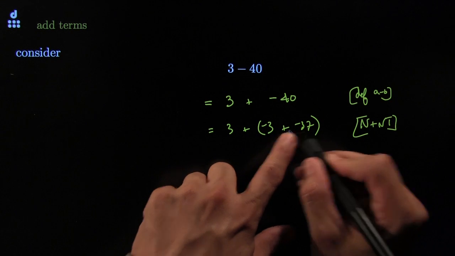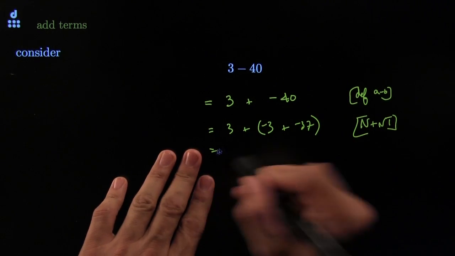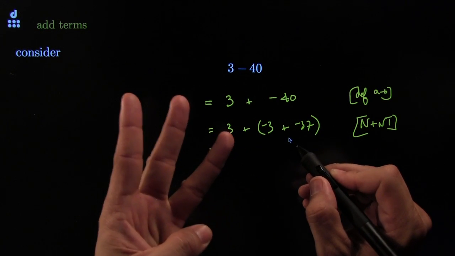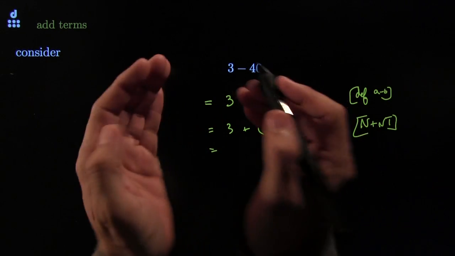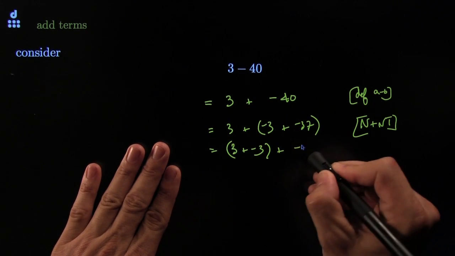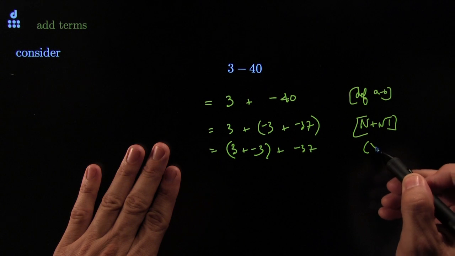A little negative plus another little negative make a big negative. Negative plus negative theorem. This is plus, plus, plus. Now I have three items being added. I can move the parentheses, so it becomes 3 plus negative 3 plus negative 37. That's the associative law of addition.